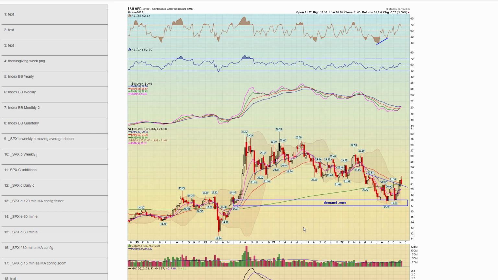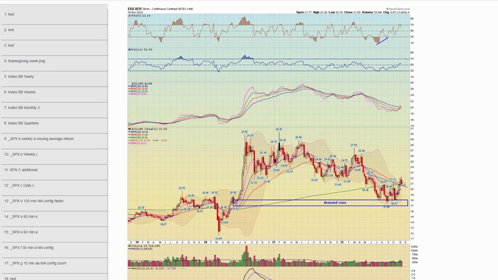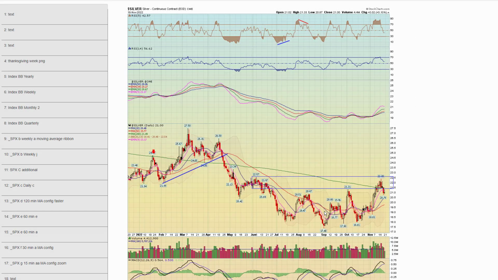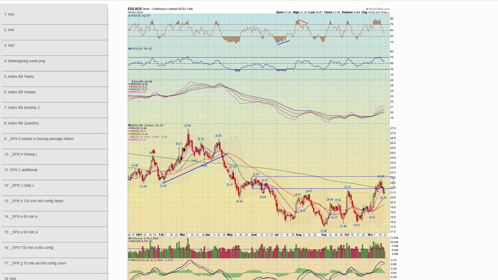Next, Chapter 68, silver. So far down for the week, 3%. It did rally off this demand zone, though, over the last couple months. Next, Chapter 69, there's the daily view of silver. Again, it got up to this resistance zone, pulling back. I am watching for it to form a higher low within this area.